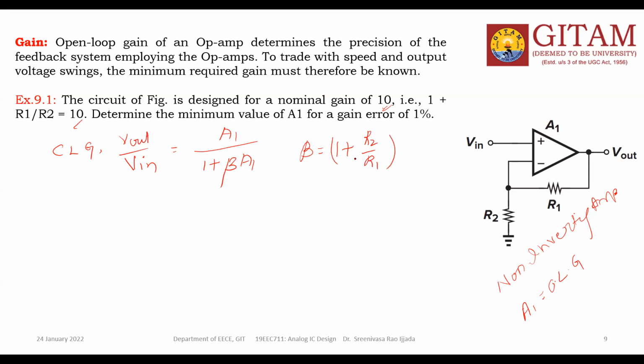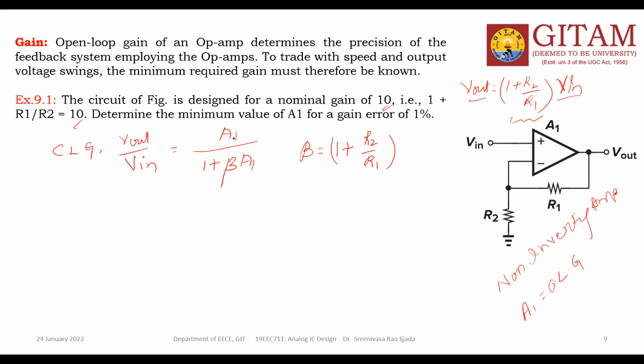Otherwise we know that if you do the analysis, V out in terms of V in is equal to 1 plus R2 by R1 multiplied with V in, the input voltage. That means the input voltage is multiplied with this constant, then you will get the output. That is output to input. So this is the closed loop gain formula.